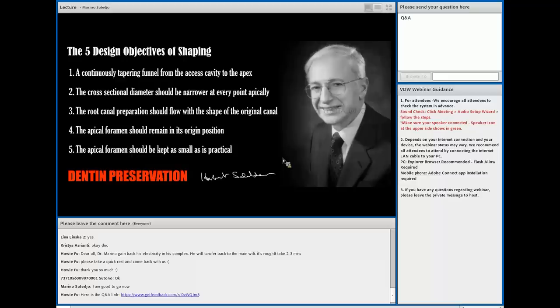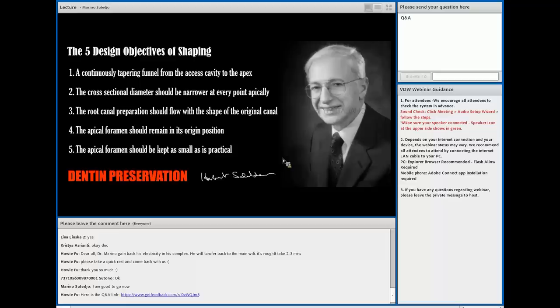how we can do our instrumentation and preparation following the flow of the original shape of the root canal, and how we should maintain our apical foramen in its position. And the final step is the most important: how we should keep our apical foramen as small as practical. Once again, this is almost the same as the access cavity, how we should maintain it as small as practical and not as small as possible.